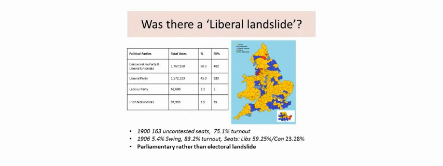On the right is a map of the electoral district and who voted what in 1906. So what do we see from this? Well, in reality, in 1900, part of the reason the Conservative Party gets so many is 163 of those seats that they run in are uncontested. What this means is you can get 12 votes and you still win.